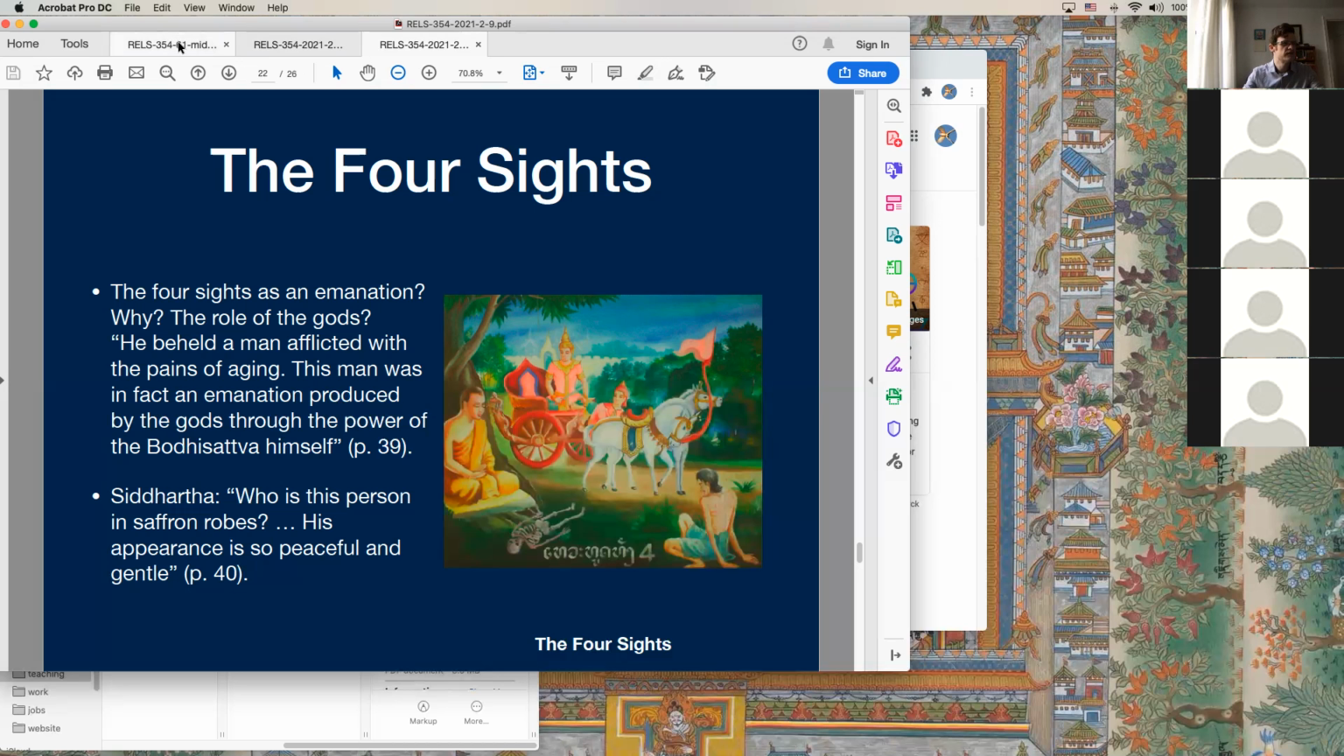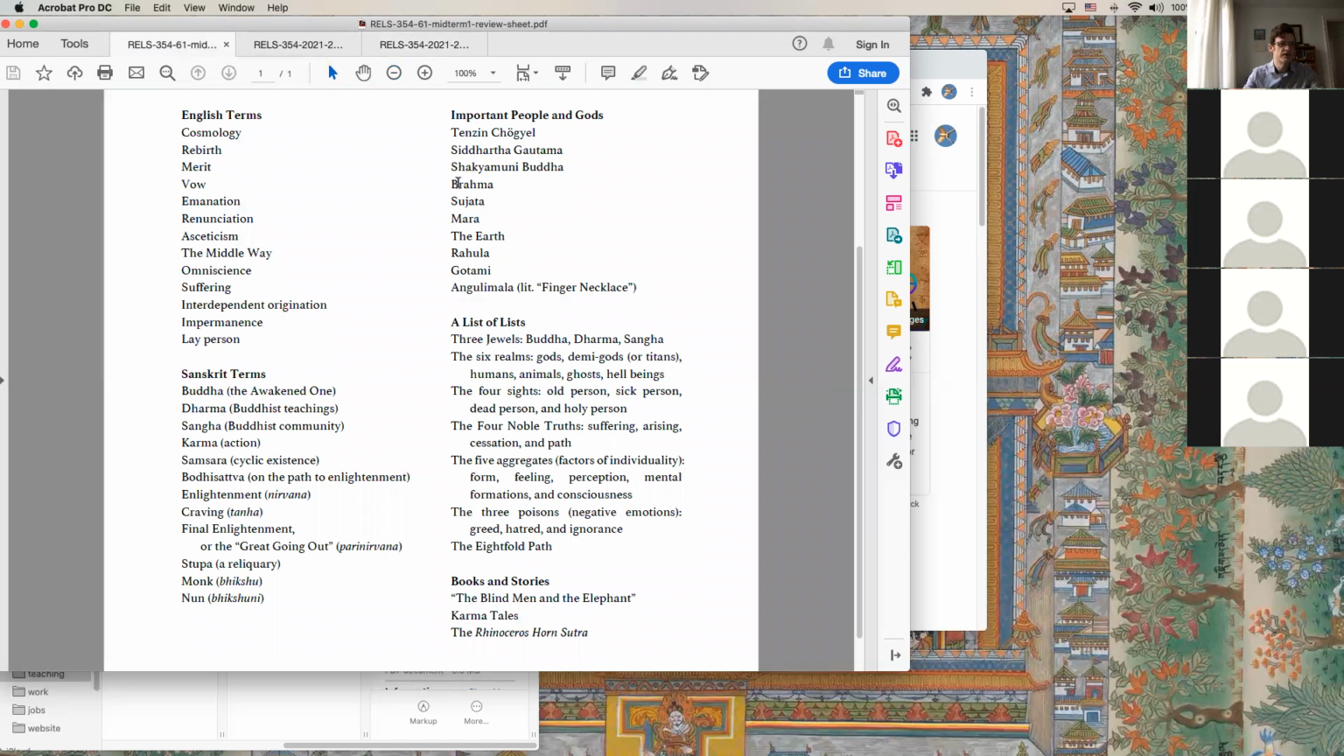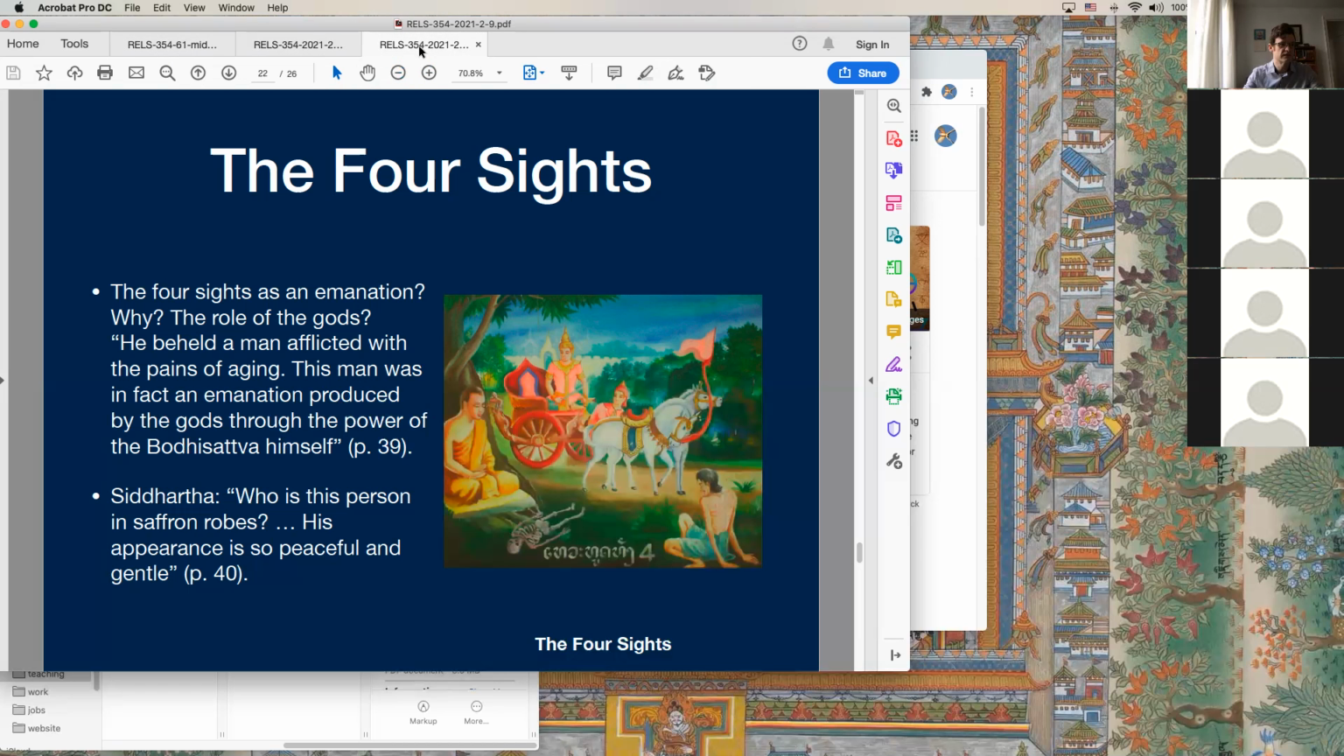Do we have any gods on the review sheet? I think I put one. Yeah, Brahma. So Brahma is a god. We could just think this is Brahma. So Brahma's coming in and meddling with the affairs of Siddhartha and showing him this old person, even though it's not a real old person, right? So it's an emanation of an old person.